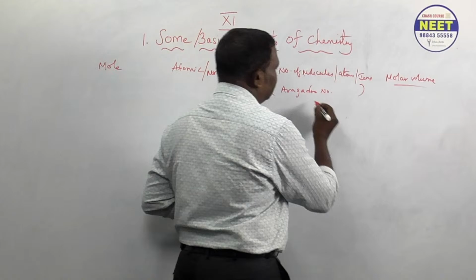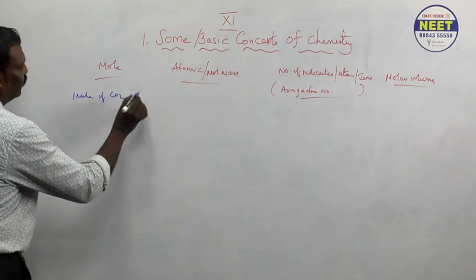See, 1 mole of CO2. Before that, you must know atomic mass, not of all the elements, at least some. Hydrogen is 1, isn't it? Carbon is 12, oxygen is 16. Understood? Nitrogen is 14. Sodium 23. Magnesium 24. Understood? Some elements you must know.